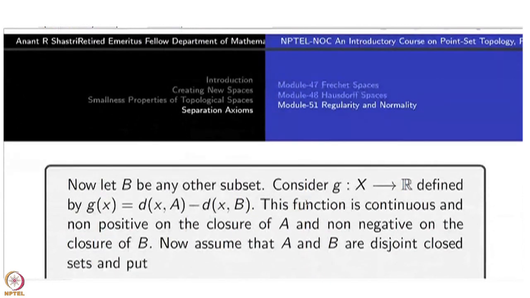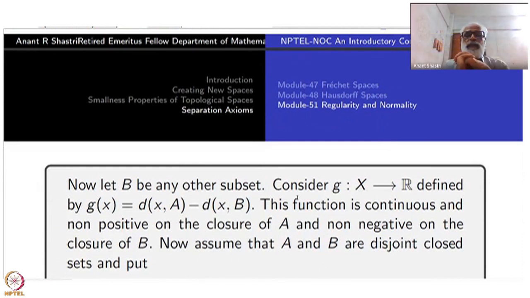Now let B be another set. Consider the function g from X to R defined by g(x) = d(x, A) minus d(x, B). For A and B, we have defined d(x, A) and d(x, B). Take the difference. I have no speciality here. First I took A, then I am taking B. Otherwise, I could have taken d(x, B) minus d(x, A) also, as good as this one. This function is again continuous because it is the difference of two continuous functions. And it is non-positive on the closure of A because the first term will be zero. And on the closure of B, it is non-negative because the second term will be zero.